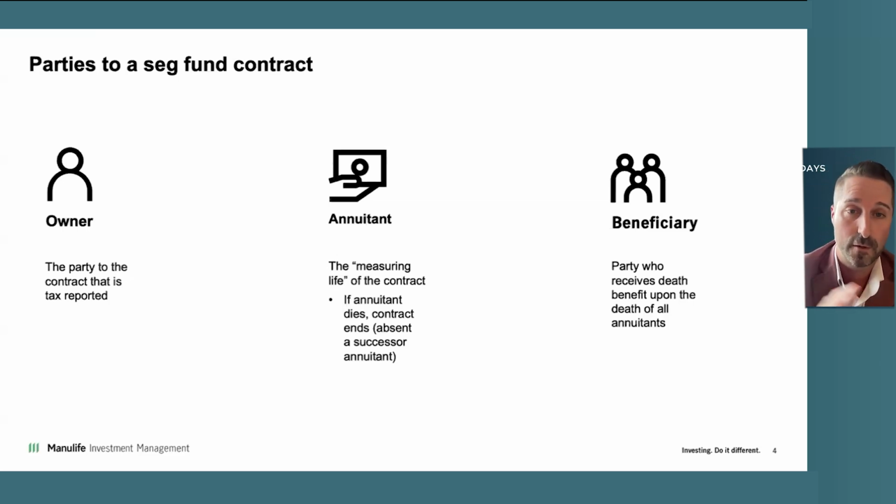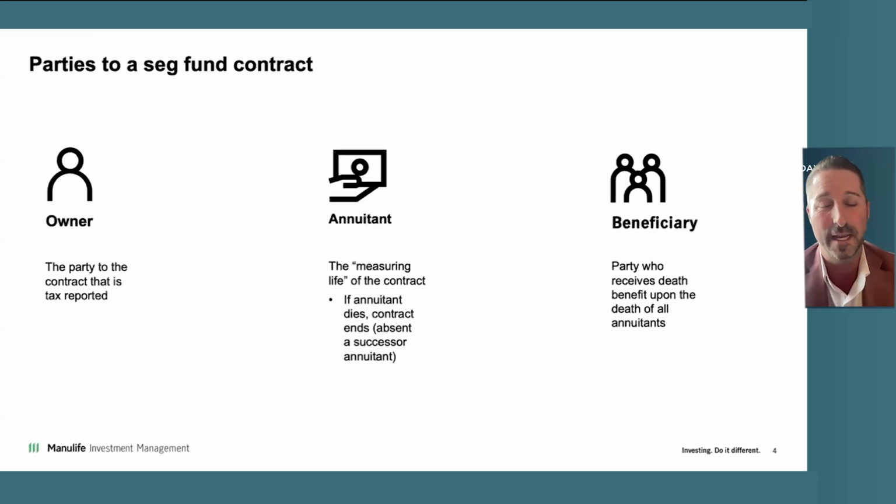Now, there's always going to be, again, owner, annuitant, beneficiary. A couple of quick points here. The owner is the individual who puts the money into the contract. They're tax reported. They receive a T3 at the end of the year. The annuitant is the measuring life. When the annuitant dies, that's when the beneficiary receives the death benefit payout, bypassing the estate, avoiding probate. Typically, owner and annuitant are the same individual, but not always.